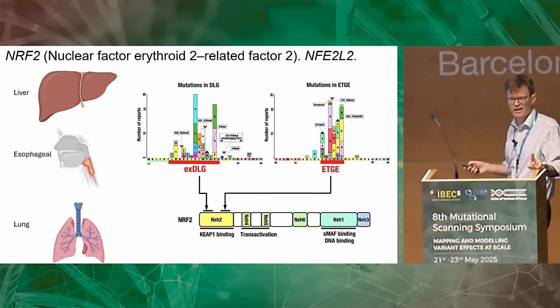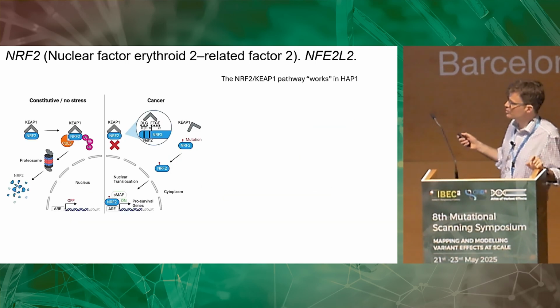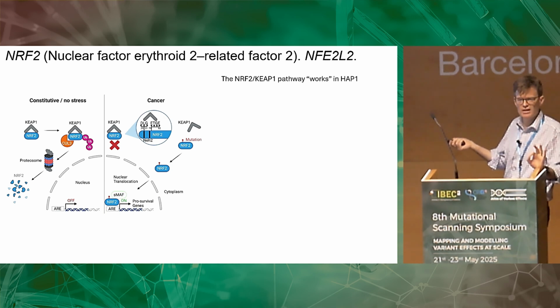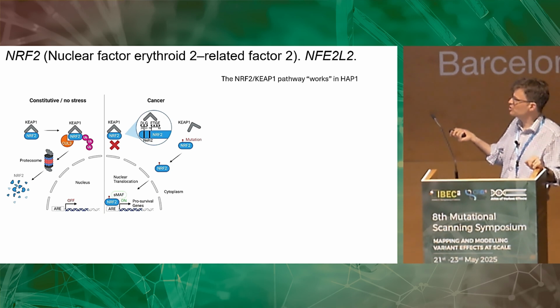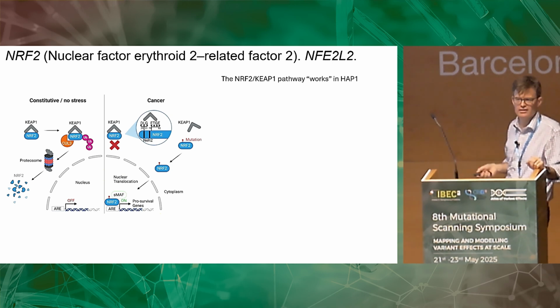Just one slide of biochemistry. What happens within a cell under normal situations is that NRF2, which is shown here, will bind to this protein called KEAP1. And when this occurs, NRF2 will be degraded, which is what's happening here. If you disrupt KEAP1, or alternatively you mutate NRF2, this can result in an increase in the levels of this NRF2 protein, which can then translocate to the nucleus, and it can activate gene expression and allow the cells to survive.